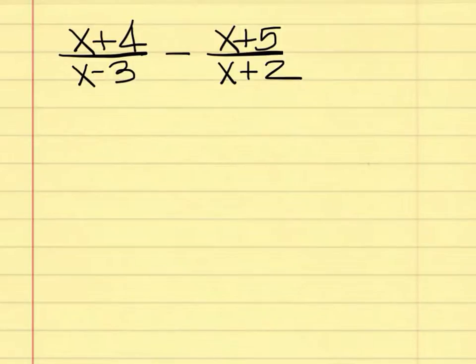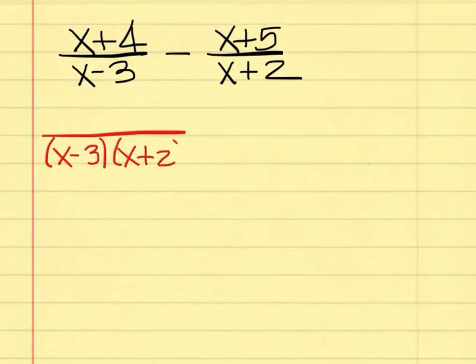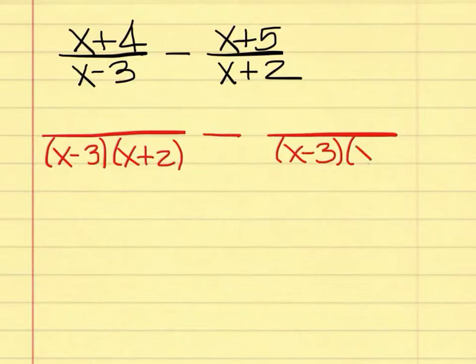You multiply the bottom two. That is right. So when we multiply the bottom two together, we should have (x - 3)(x + 2), and the same over on this side. How do I find this numerator here in the upper left-hand corner?